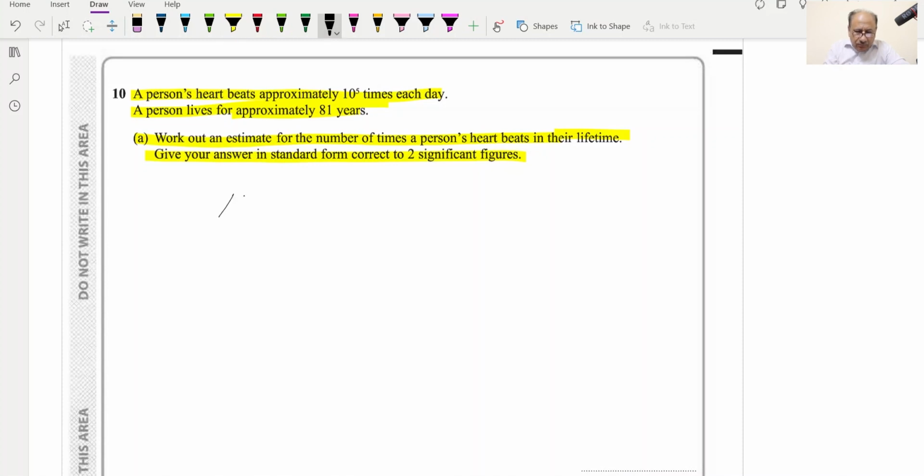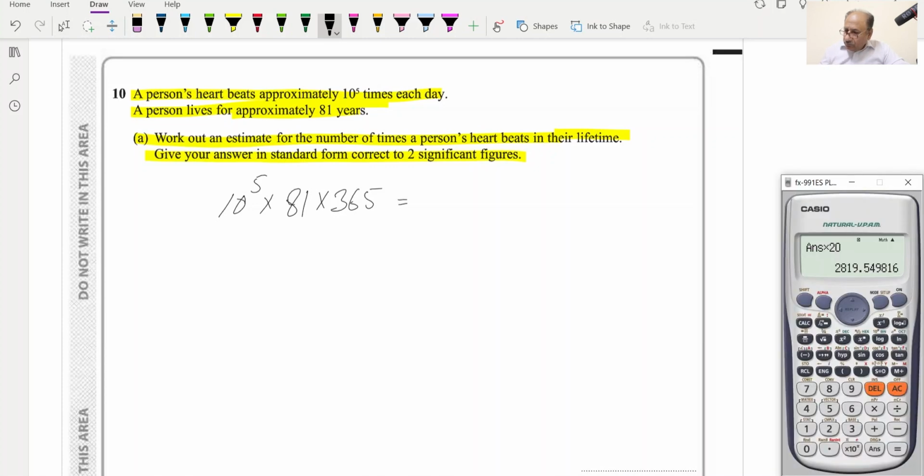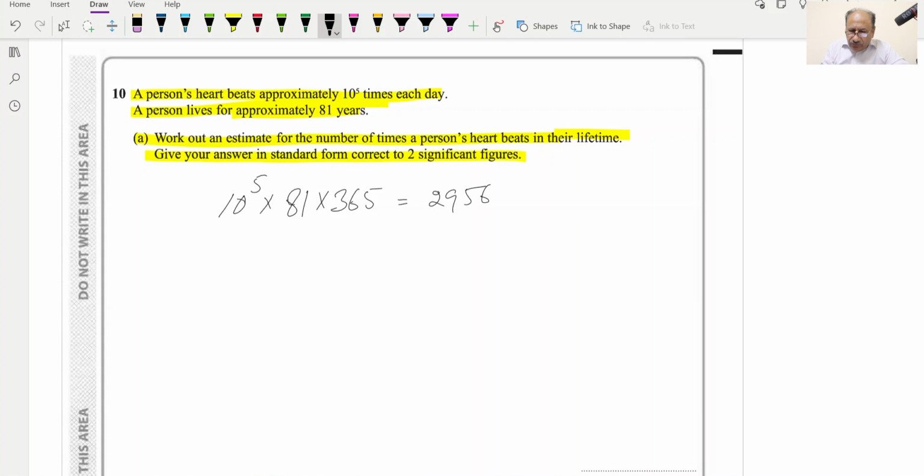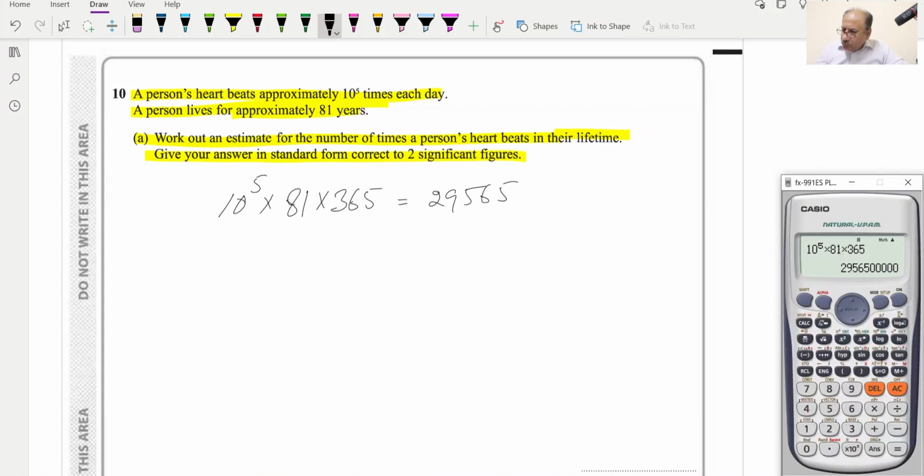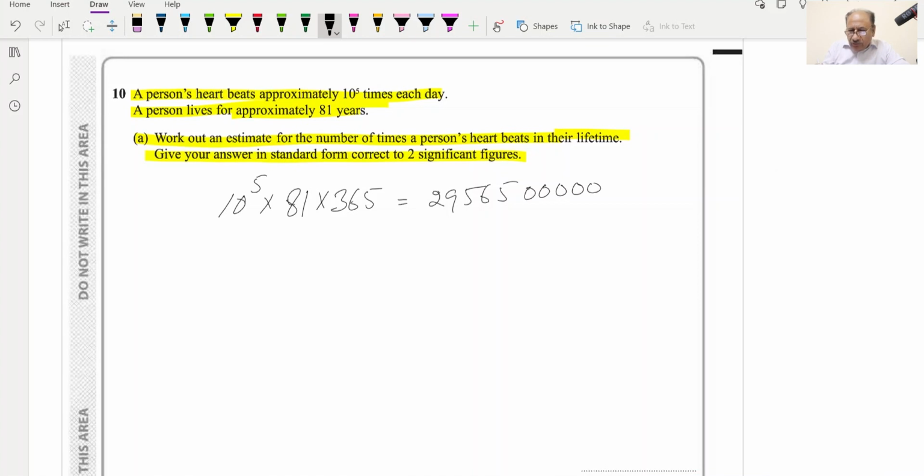So we can multiply 10 raised to 5 multiplied by 81, and this is years, so we'll have to convert into days, and this will be 365 days. So this is equal to 10 raised to the power 5 multiplied by 81 multiplied by 365, and this is equal to 29565, and then 5 zeros. So 1, 2, 3, 4, 5 zeros.